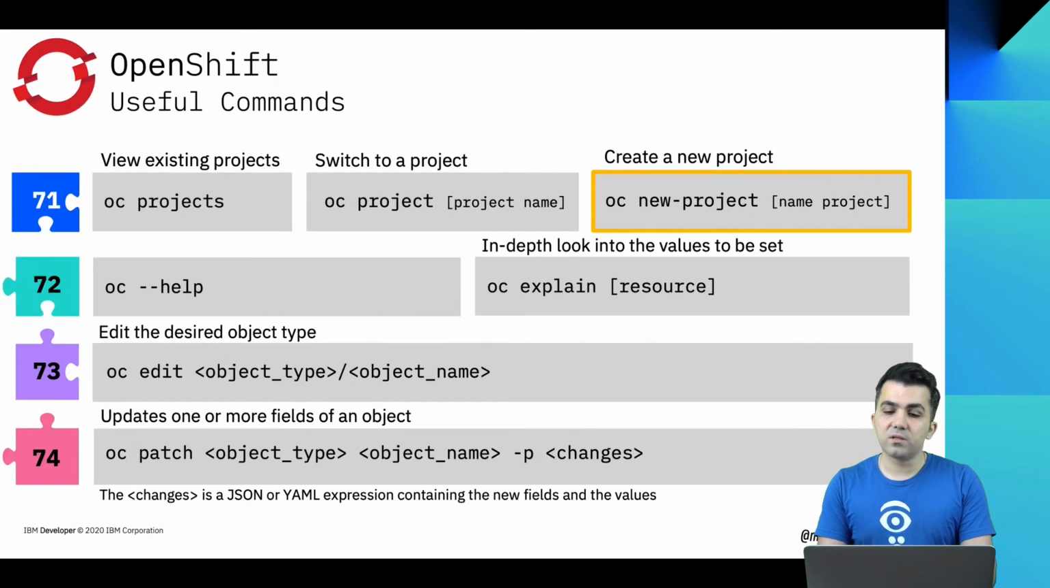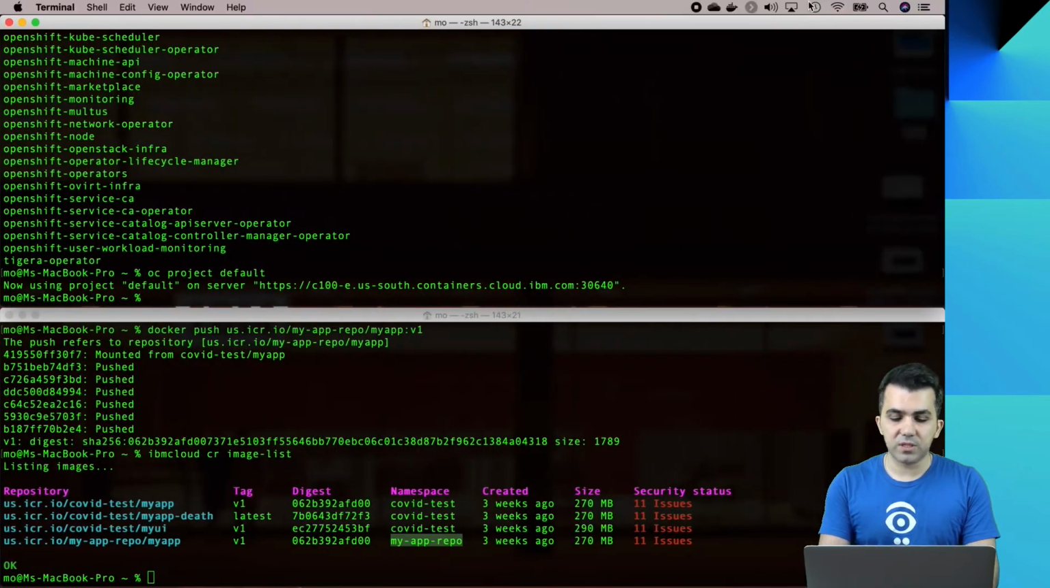And then the other one is oc new-project, and with new-project you can create a new project in your OpenShift cluster. I'm going to create a new project, oc new-project. Let's call it something like the one that we called our container.